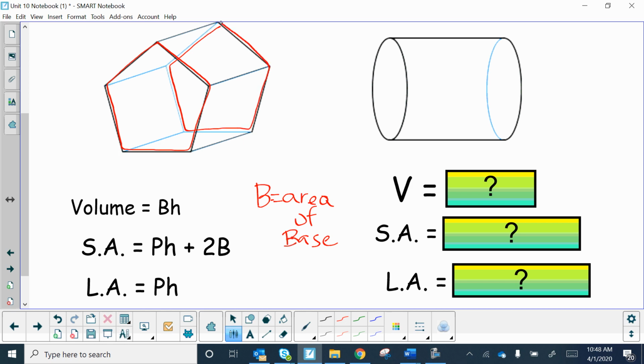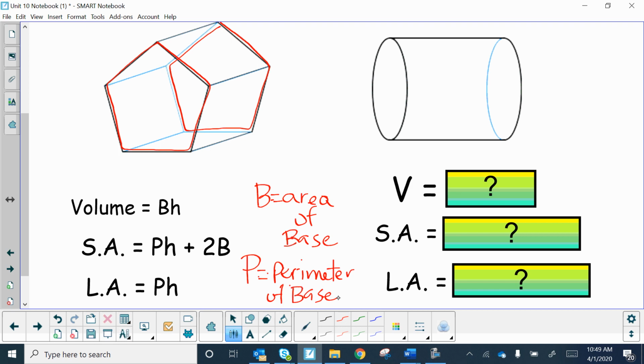And remember, all the lateral faces are rectangles or parallelograms. Sometimes those are good to highlight, if you have a highlighter or colored pen. So capital B stands for area of the base. Capital P stands for perimeter of the base. Whatever the base is, you just take the perimeter. And that's pretty much it.